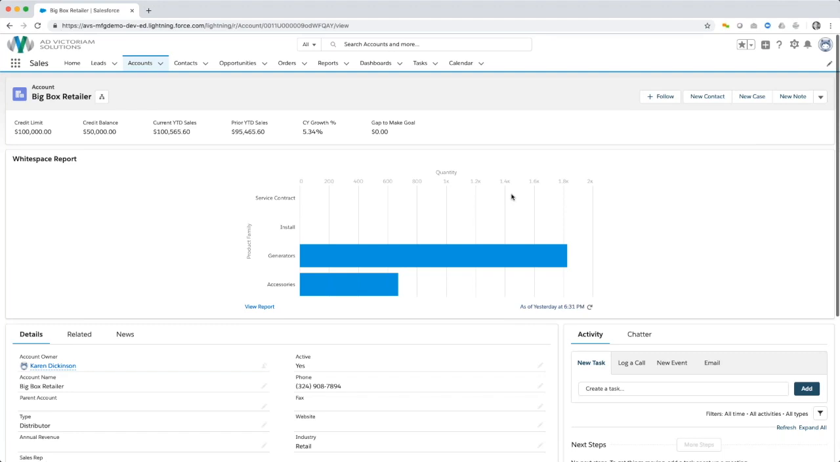So I want to move next into some scenarios where we can automate some, and leverage some of the features in Salesforce around this that will take some of this information and make it actionable.